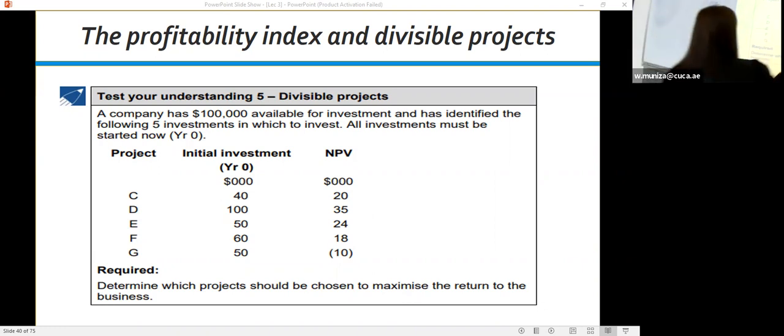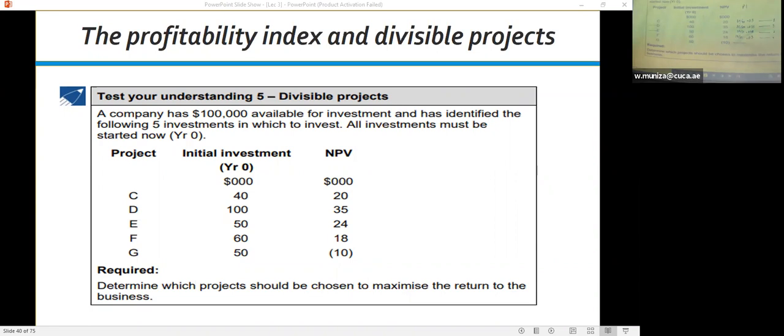Now, which project is on the third priority? It is project D. The initial investment for it is 100,000, but it is a divisible project, and we have only 10,000 remaining. So we can invest 10,000 in project D. Got it? Our investment is finished, but we need to see how much of project D is going to be completed. 10,000 out of 100,000 is 10%. Only 10% of it is going to be finished.